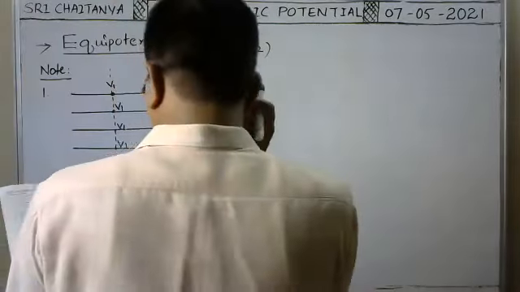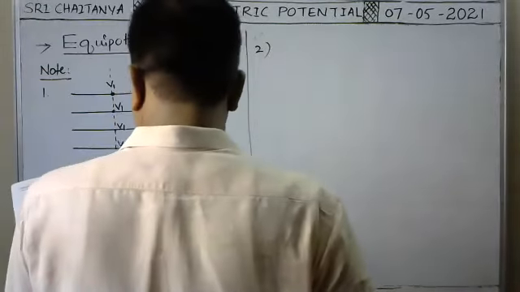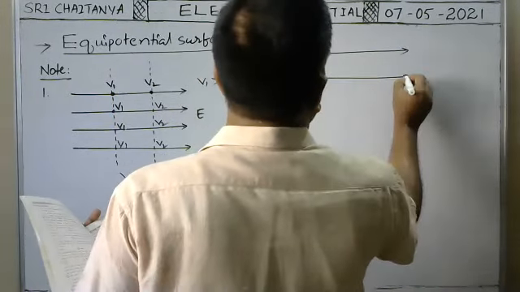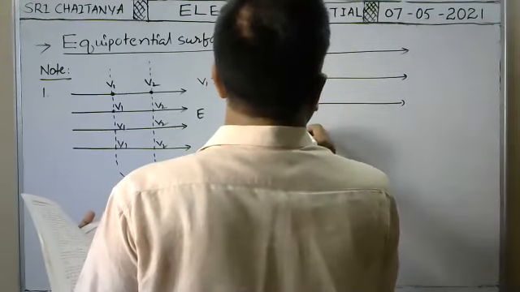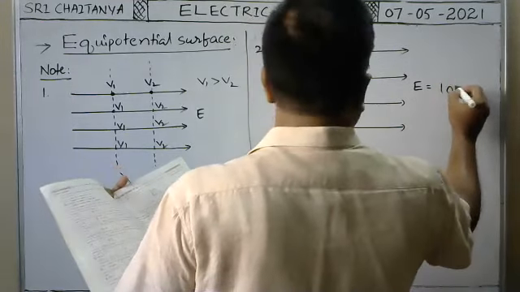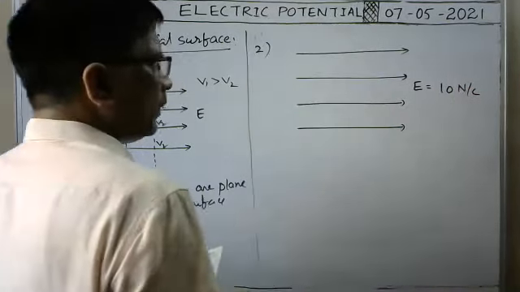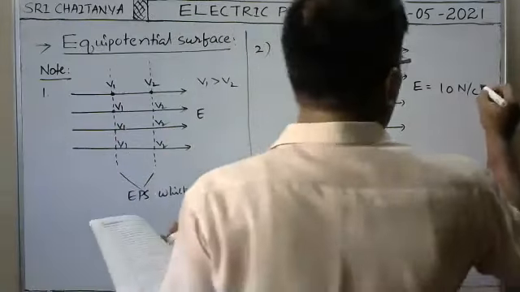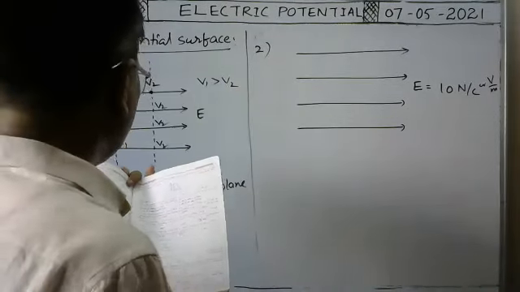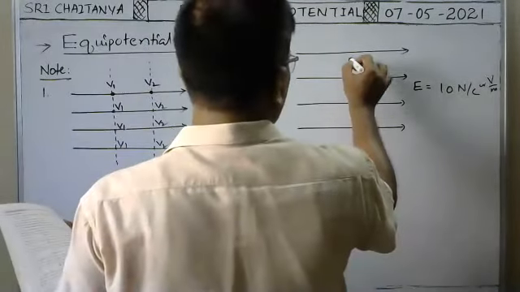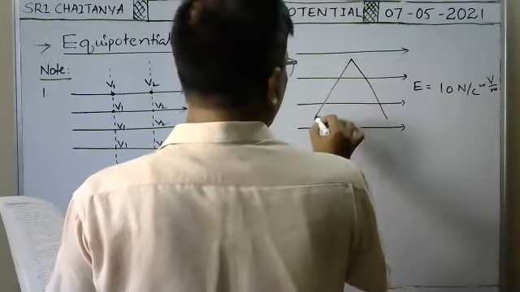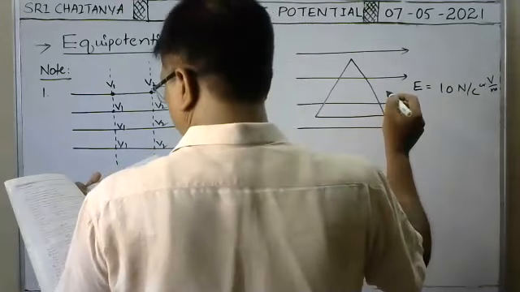Okay, here there is a uniform electric field having intensity E equal to 10 Newton per coulomb or volt per meter. In this uniform electric field, an equilateral triangle ABC is taken like this.